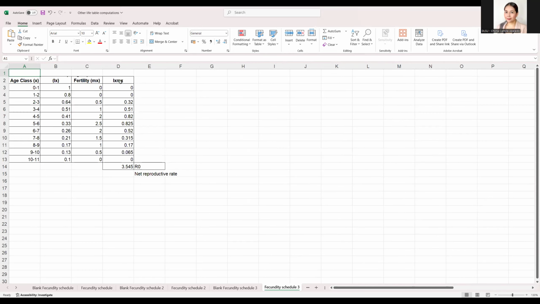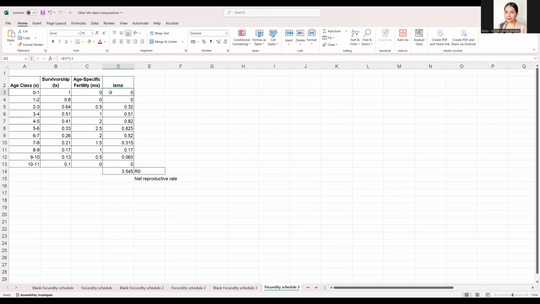So again, you do a straight up multiplication and then addition. So 1 times 0 is 0. 0.8 times 0 is 0. 0.64 times 0.5 is 0.32. 0.51 times 1 is 0.51. 0.41 times 2 is 0.82. 0.33 times 2.5 is 0.825. 0.26 times 2 is 0.52.